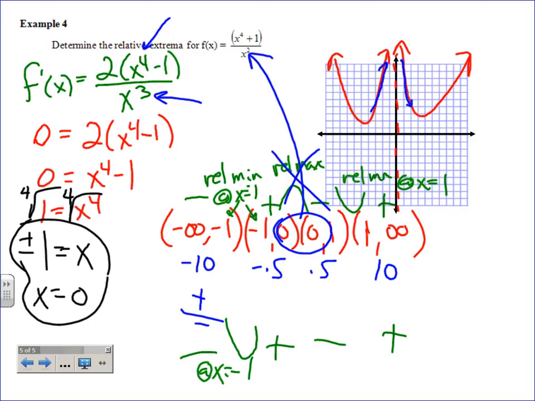Now, truly, these are not relative. They are absolute. But if you don't see the graph, all we know is at the very worst, they're relative. Yes?